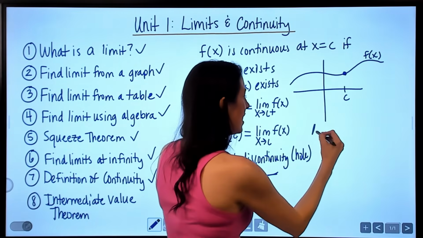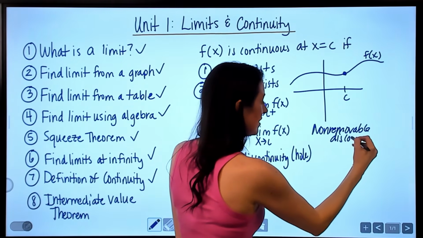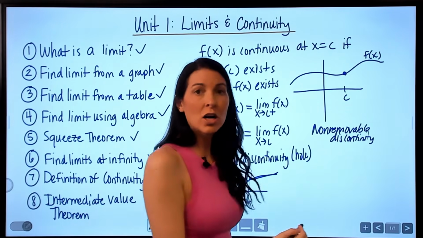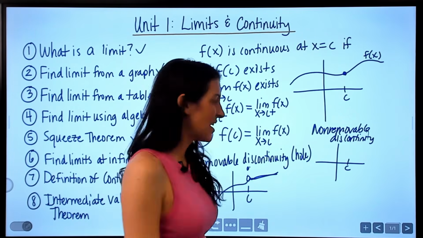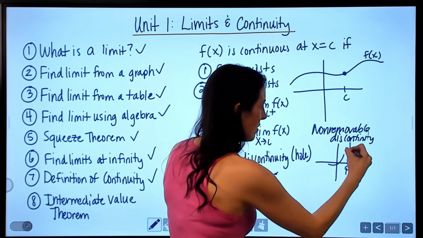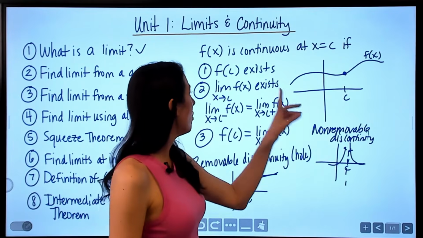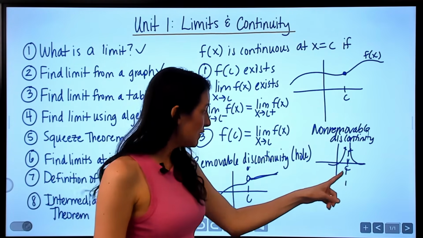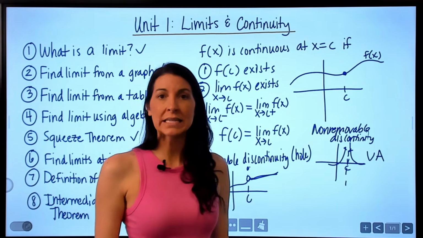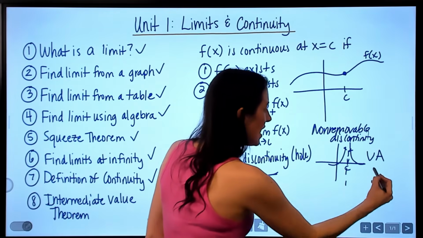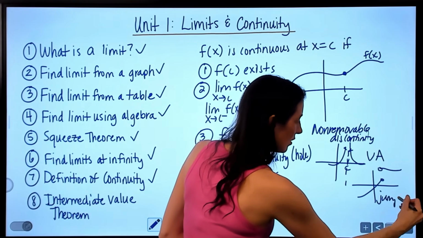Then we also have non-removable discontinuities. And there are 2 types to this. One non-removable discontinuity we could have is a vertical asymptote. And maybe the function looks like that at the vertical asymptote. You can already see in this scenario, step 1 fails. F of c does not exist because we have a vertical asymptote. So a vertical asymptote is a type of non-removable discontinuity, and another type of non-removable discontinuity is a jump.